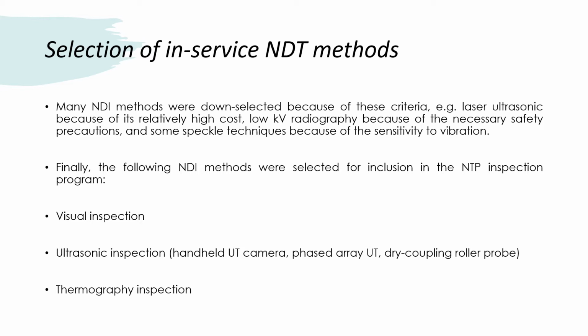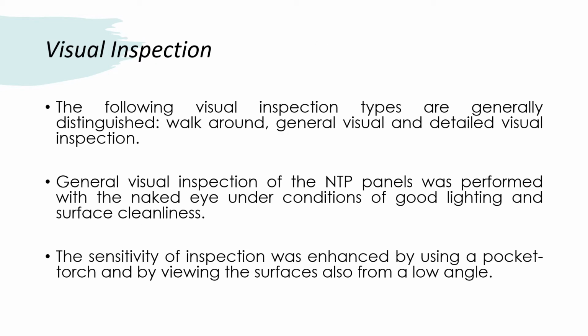Here ultrasonic inspection uses the handheld UT camera, phased array UT and the dry coupled roller UT. So students, let's discuss, starting with the visual inspection. The following visual inspection types are generally distinguished: walk around, general visual and detailed visual inspection.